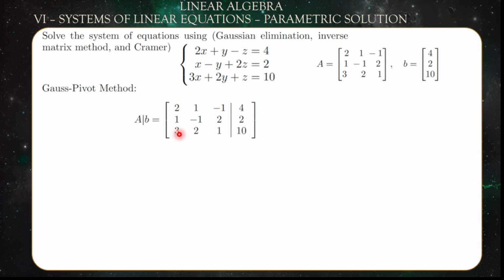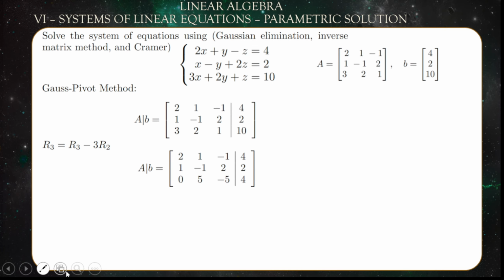Let's start. You always start with the leftmost value, the lowest leftmost, which is 3. How to get rid of 3? We can create the combination R3 is equal to R3 minus 3 R2. R3, which is 3, 2, 1, 10, minus 3 multiplied by R2. We combine them together and we place the result in row 3. Let us check it out. R3 is equal to R3 minus 3 R2. What is R3? It is 3, 2, 1, 10.